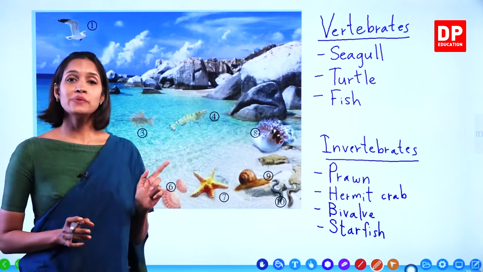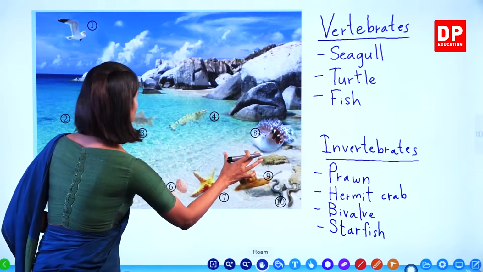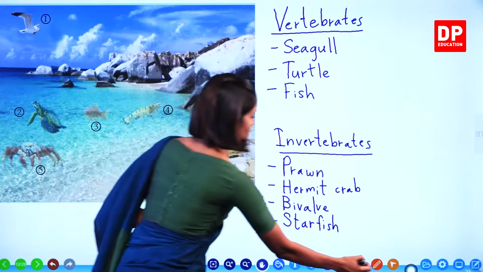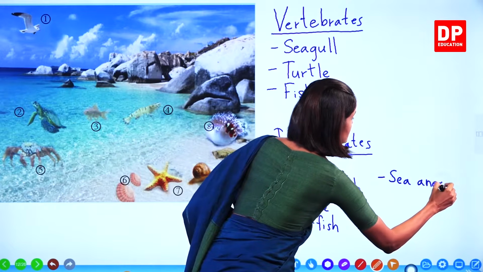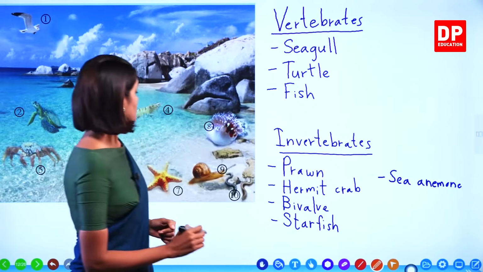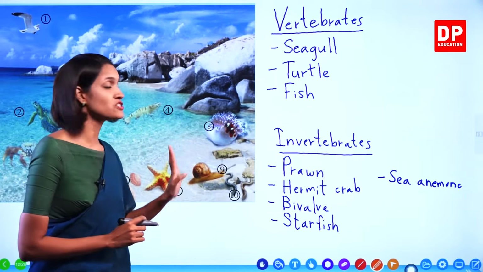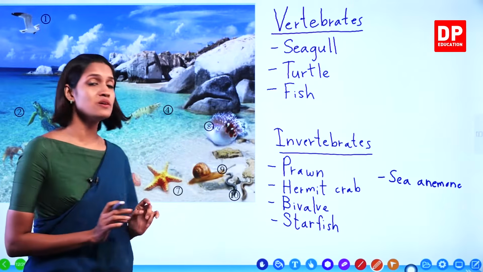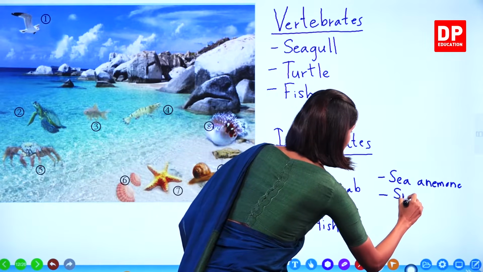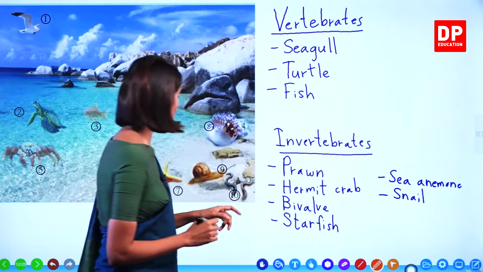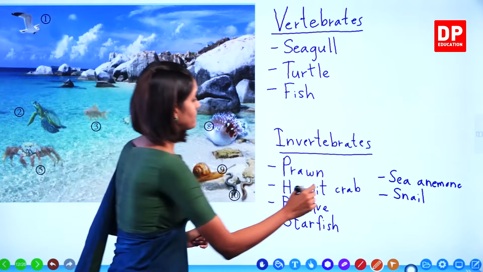Number 8, sea anemone. Sea anemone doesn't have a backbone. So it also goes under invertebrates. And number 9, snail. I told you before, snails don't have backbones. They have a shell, but they don't have a backbone, okay? So snail goes here. And finally, worms. Worms also don't have backbones.